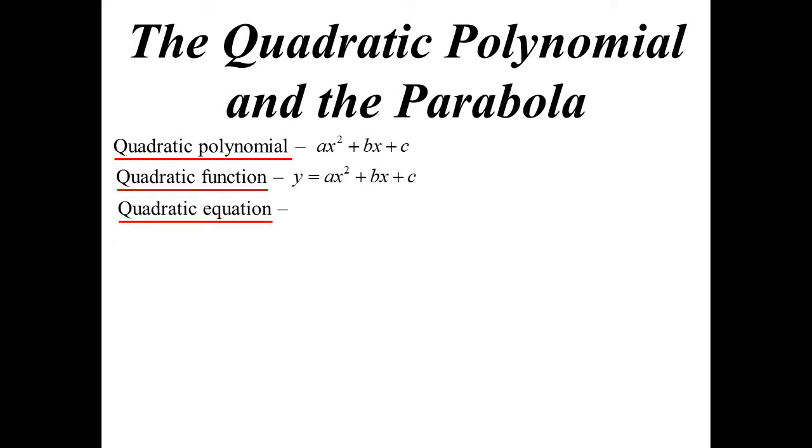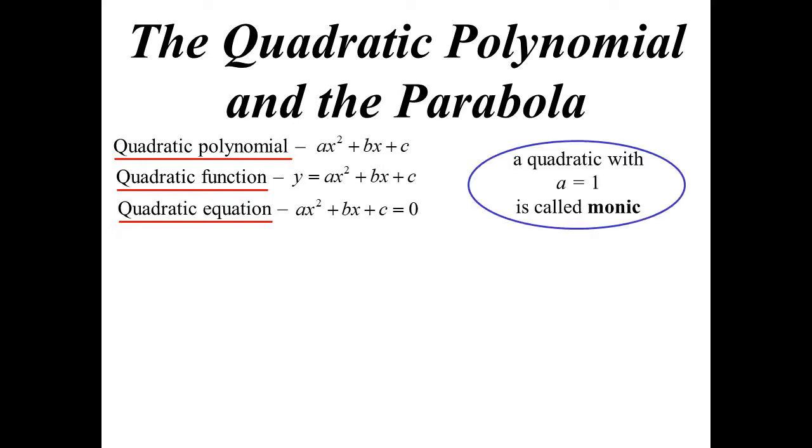Well, if instead of making it y, we make it 0, or any other number for that matter really, we now have a quadratic equation, something that has to be solved. So it's a subtle difference between the three. If a is equal to 1, we call that monic. So that would be a monic quadratic.